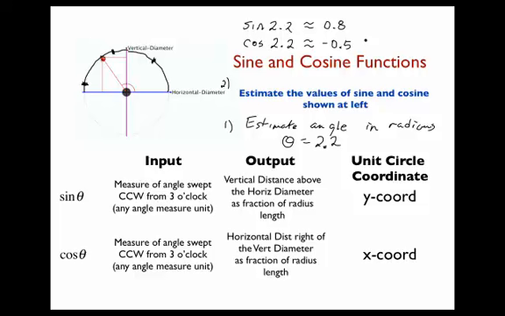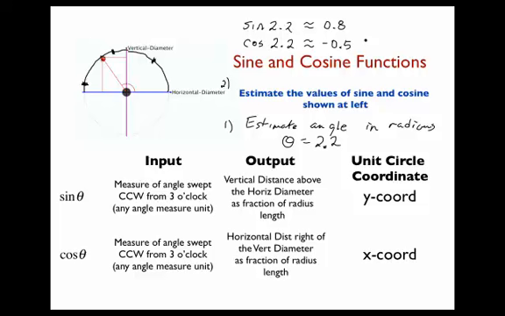And make sure it's set for radians. So if you hit mode and make sure it's set on radians. Which selection is that down from the top? The third one down. So go down to the third one and make sure radians is selected. Then go back to the main screen. And we're going to put in sine of 2.2 and see how we did. What does it say?